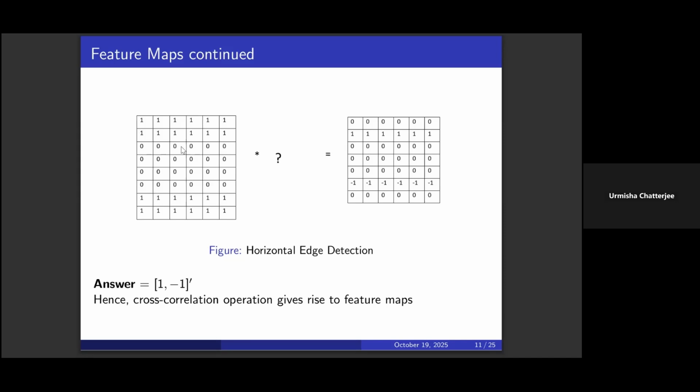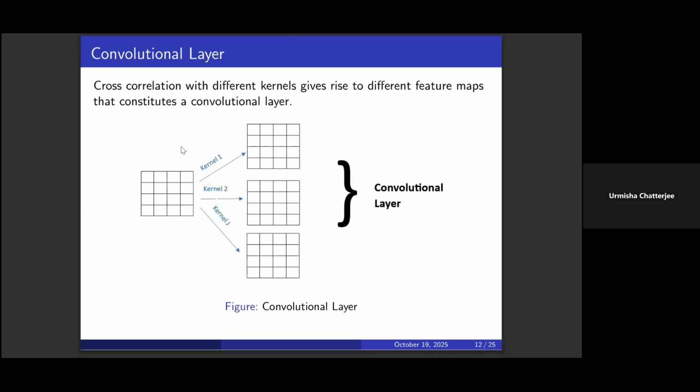So at this point, we have defined the cross correlation operation. Just to be on the safe side, I might address it as the convolution operation because of the name. So at this point, we are good to define a convolutional layer.